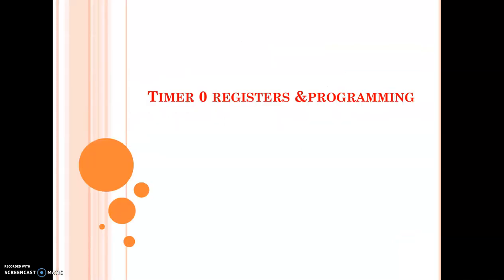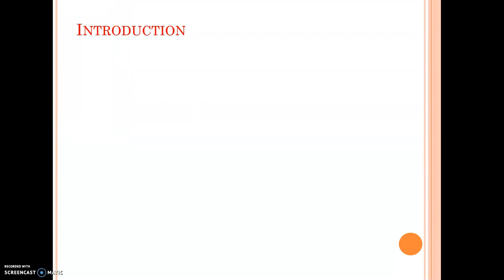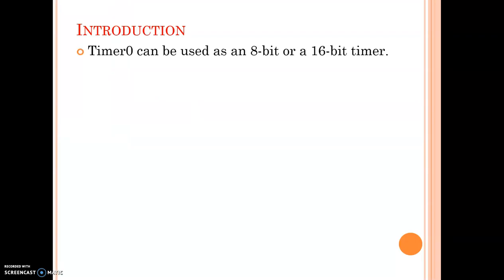Now, in the next segment of the video, we are going to discuss the timer 0 register and how it is programmed. In the last segment, we just discussed the necessary registers which are required to program the timer. Now we are going to see them one by one. Timer 0 can be used as an 8-bit or a 16-bit timer. Remember, from timer 0 to 4, specifically we are discussing timer 0, which can be used as an 8-bit or a 16-bit timer.